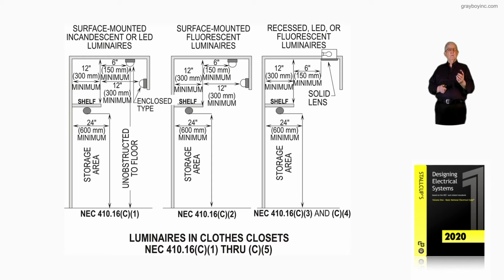Now, when you get up above that, notice you have a 12-inch minimum shelf, and the light surface mounted would be a 6-inch rule. If it's mounted in a closed type, which is mounted and pointing toward the shelf to the right as you see, it would be 12 inches. And this would include, as you see above, surface mounted incandescent or LED luminaires.